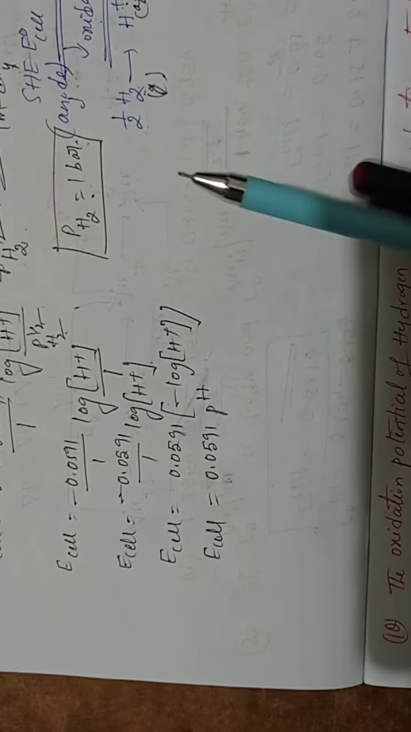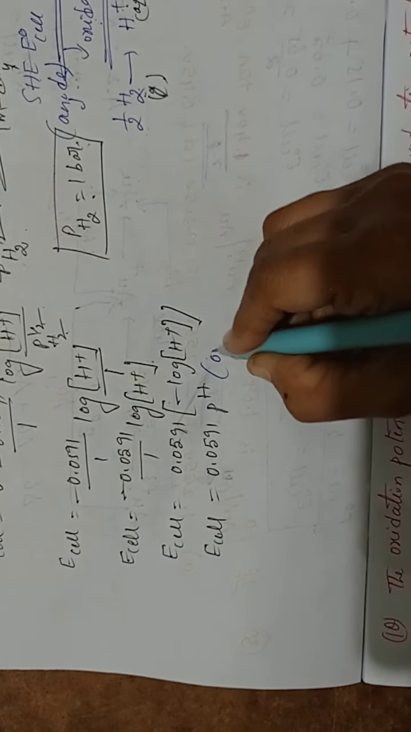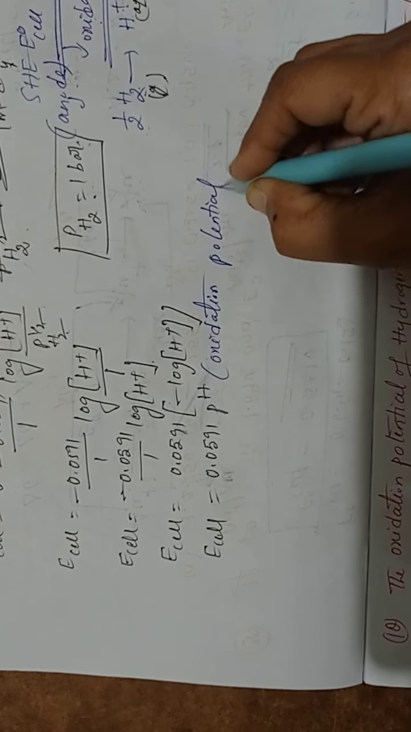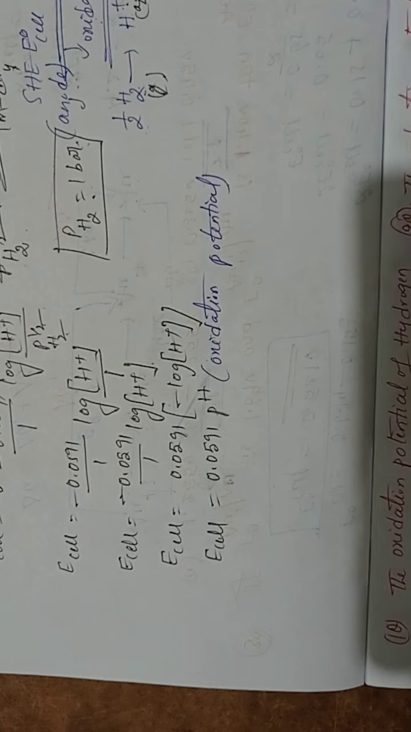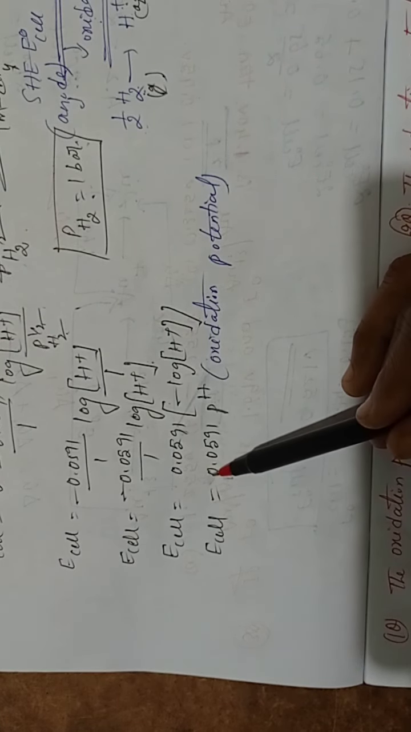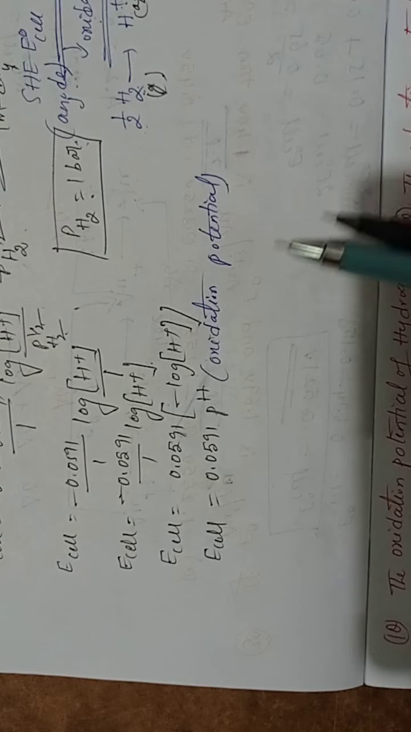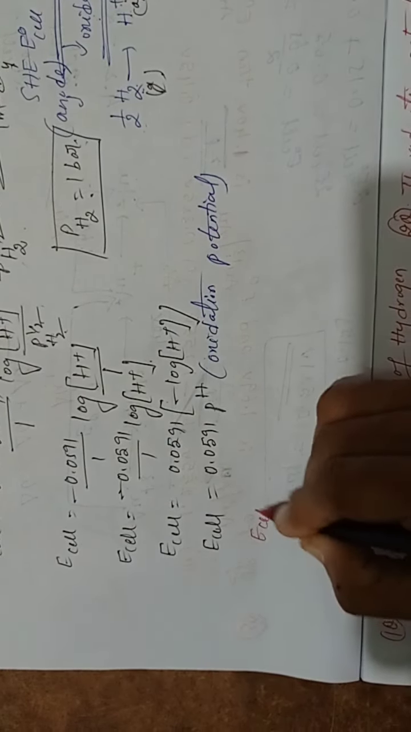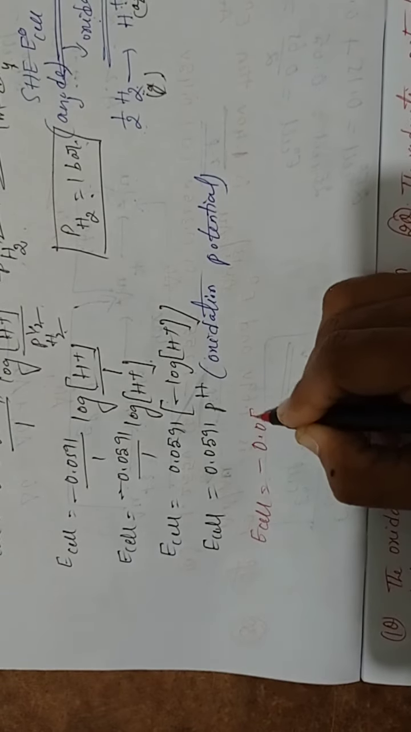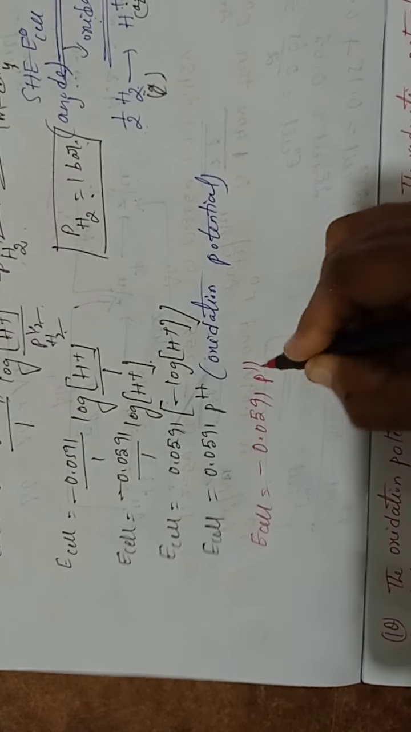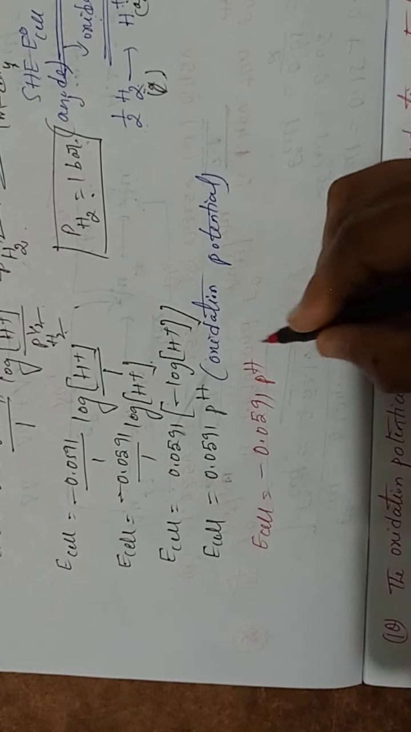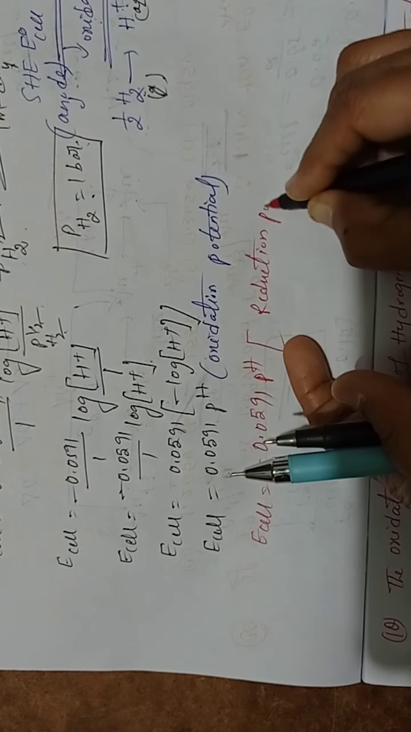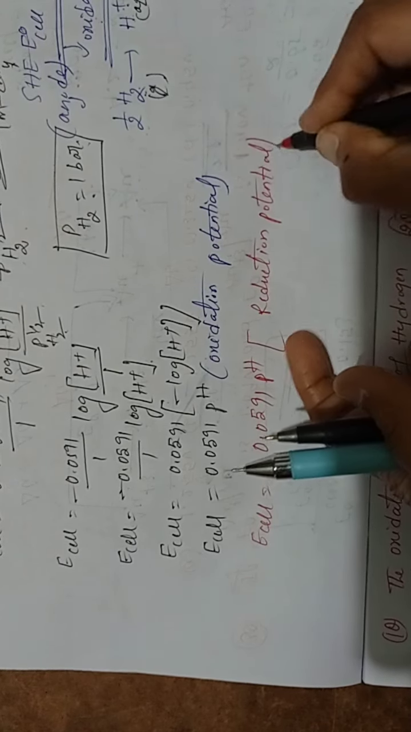Are you clear? This is the oxidation potential. Suppose I want to find the reduction potential, students, then what you have to do is just take the minus sign. Are you clear? How to find the reduction potential? Just change the sign, that much only, that's it. See here, E cell is equal to minus 0.0591 into pH; this is which potential? Reduction potential. Are you clear? Understood? This is the reduction potential.